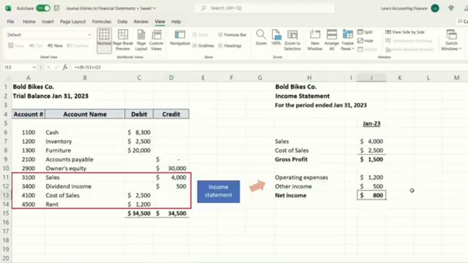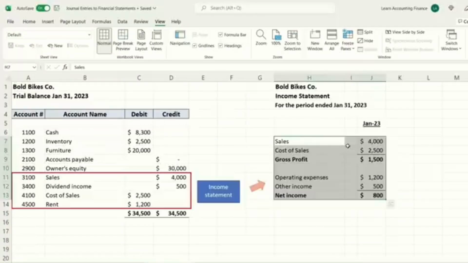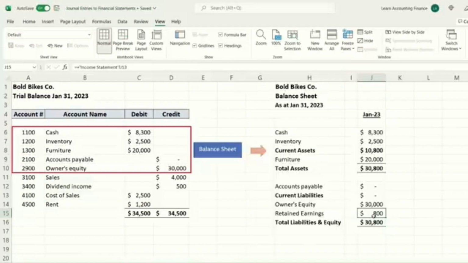So in total, the company made $1,500 in gross profit, but then after deducting operating expenses and adding other income, we have net income of $800. And this $800 of net income will be reflected in the balance sheet as retained earnings. At the end of the year, all the income statement accounts are settled and turned to zero, and that balance is transferred to the balance sheet in the retained earnings account.